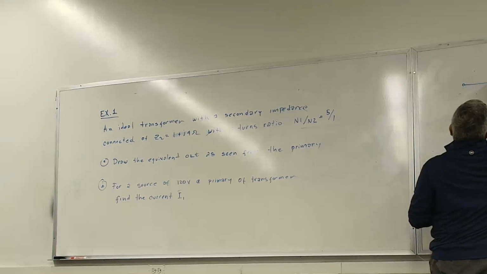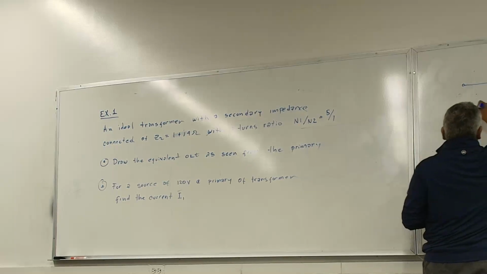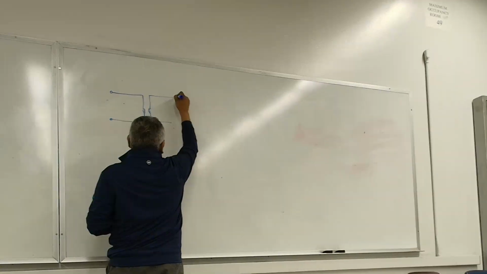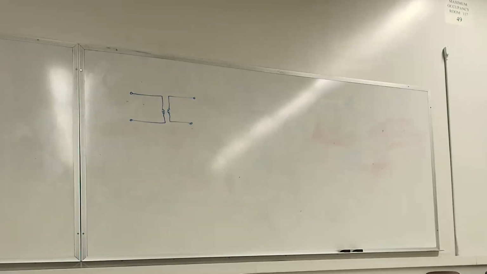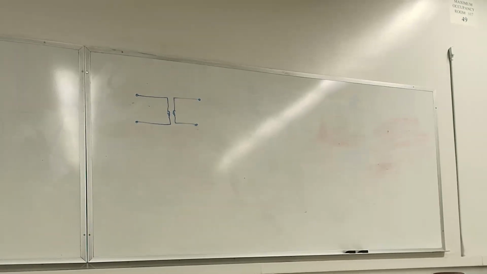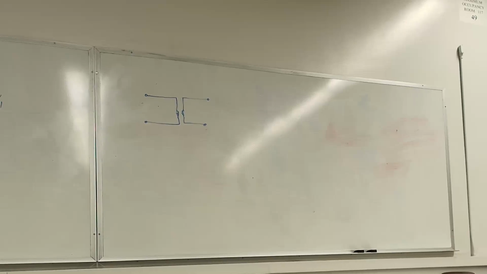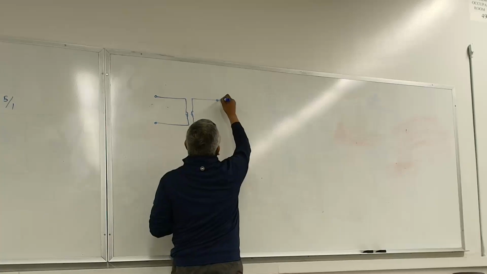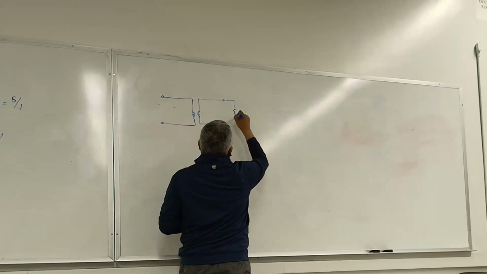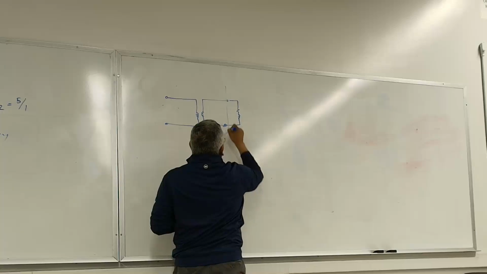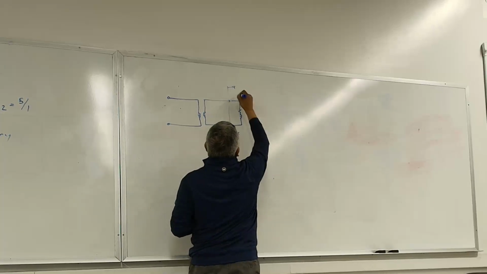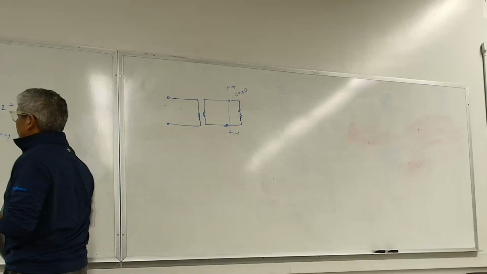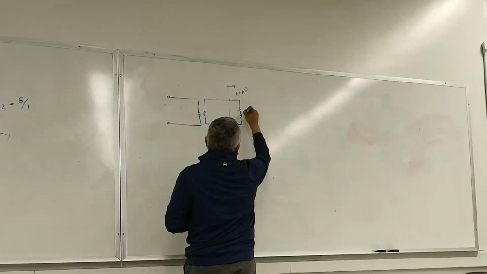Here's our transformer. And as I said, it's an ideal transformer, so there's no losses on it. And when they say here an impedance of Z2 is connected to it, that means that there's a load. That has nothing to do with the transformer. This right here is not part of the transformer. You can think of this as the load attached to it on the secondary side. So that's what they're telling us on the secondary side because it's Z2.